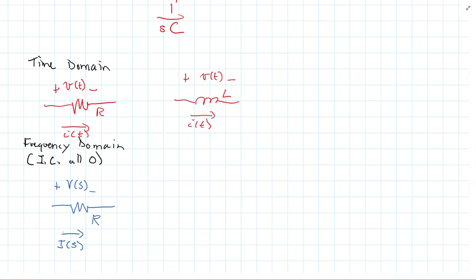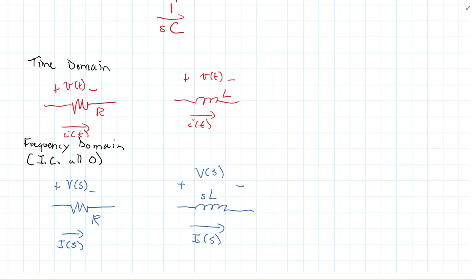And then in the frequency domain, again assuming the initial conditions are 0, we wind up with an inductor that is S times L as far as the inductance, plus minus V at S, and the current here is I at S.